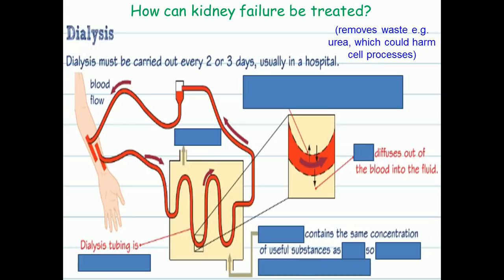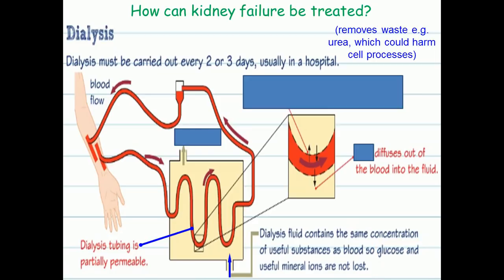And this works because the dialysis tubing is partially permeable. And because it's partially permeable, you can put dialysis fluid through the dialysis machine around the dialysis tubing. And this dialysis fluid has to contain the same concentration of useful substances, such as glucose and minerals, so that glucose and minerals are not diffusing out of the blood. Because it's the same concentration, the net diffusion will be zero.